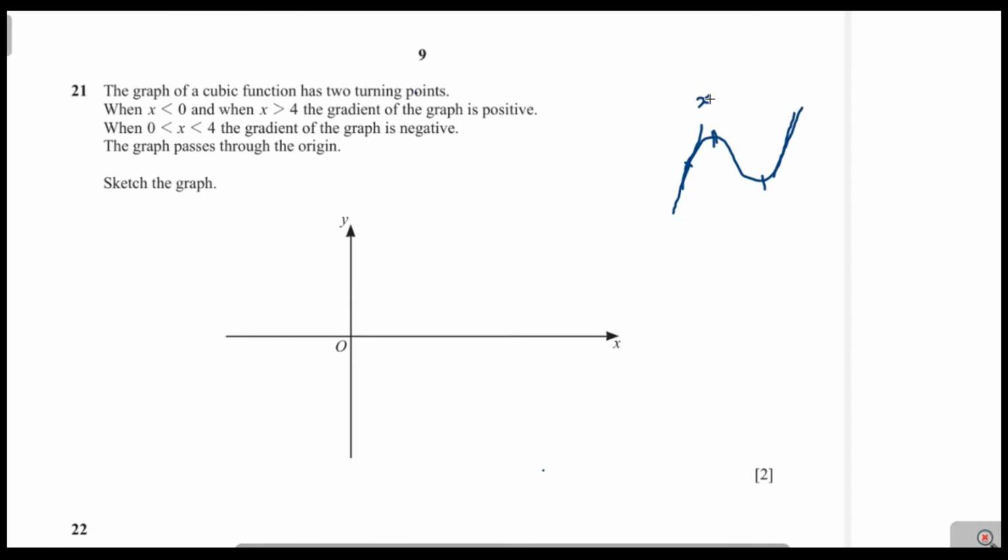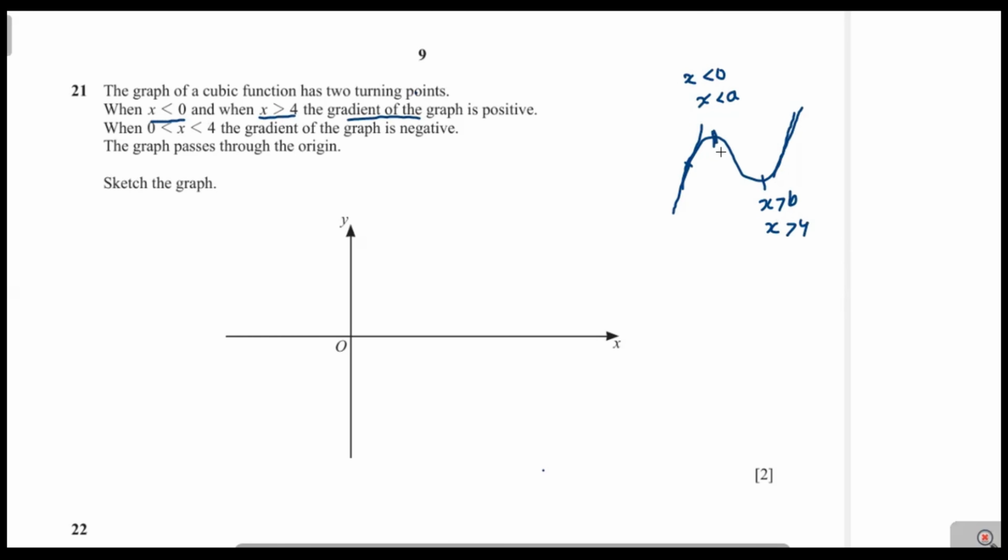Now we name it, suppose the value of x is a. Before x is less than a, the gradient of the graph is positive, and x is greater than b, the gradient of the graph is also positive. Now you see here x is less than 0 and x is greater than 4, the gradient of the graph is positive. Therefore, we can write x is less than 0. Here we write x is greater than 4.